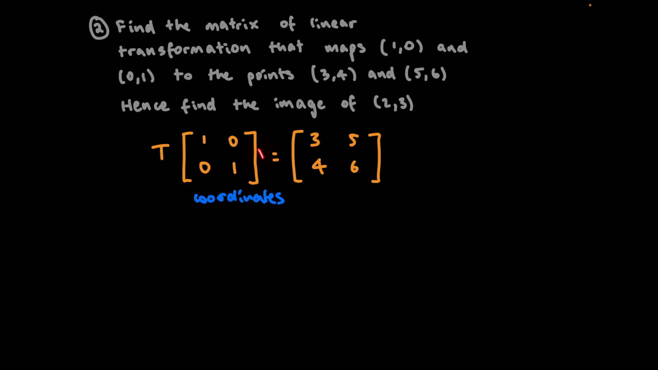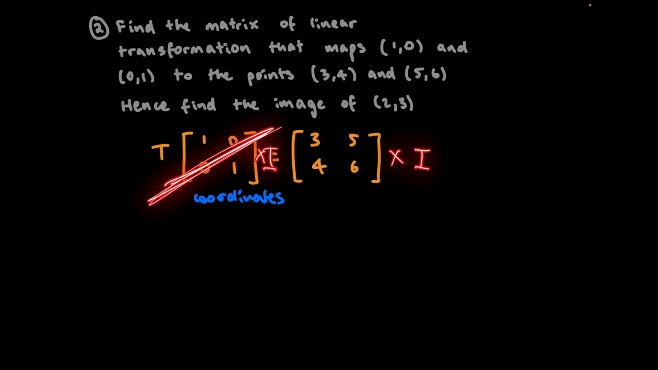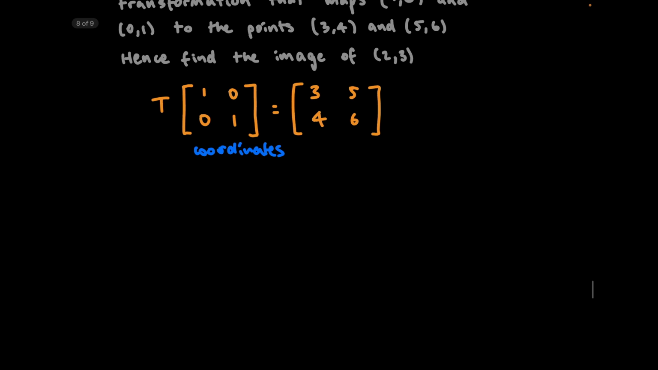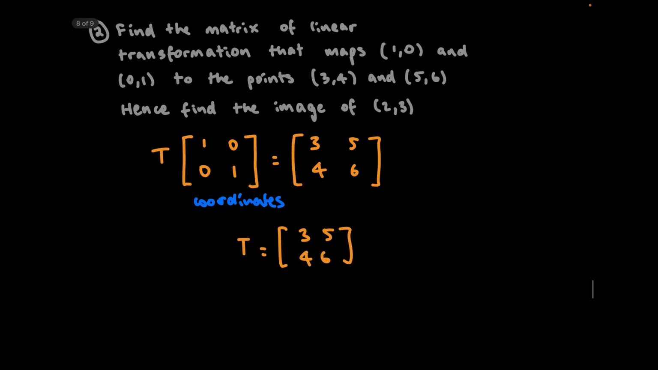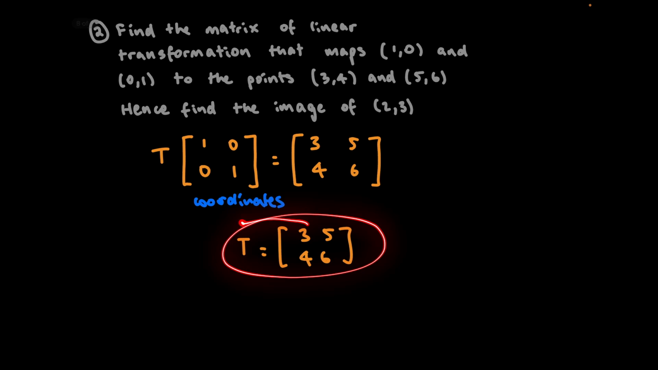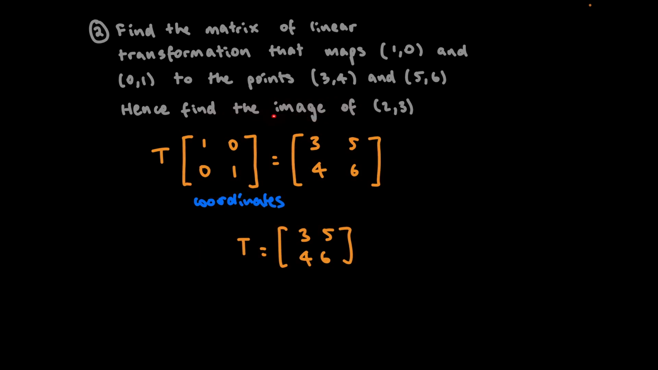So can't I just post-multiply both sides by the identity matrix? Well, yes, because this is really just cancelling out. So in this case, we get the transformation matrix. The transformation matrix is literally just 3, 5, 4, 6, like this. So now that we found the transformation matrix, this is our transformation matrix that will map these coordinates into our image. We need to find the image of the point 2, 3.